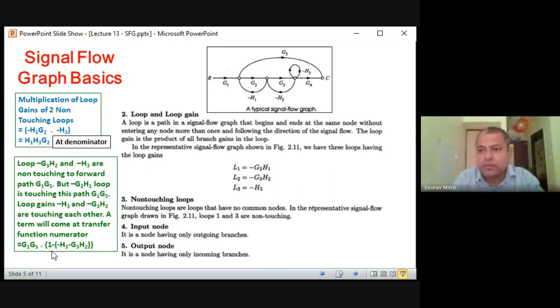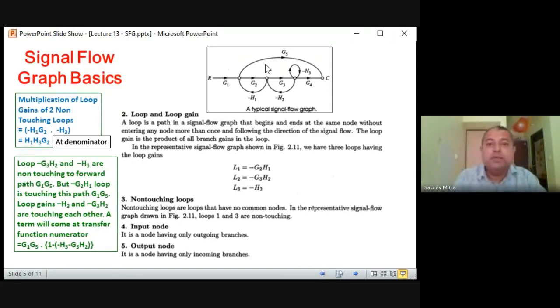So 1 minus. 1 is from the formula. Minus is also from the formula. Then all the individual loops and their gain. So 1 minus. So G3, G5, this is a forward path. Bracket 1 minus bracket addition of gain of all individual loops. So what is the addition of gain of all individual loops? This thing is minus H3 plus minus of G3, H2. So this is another term which will come in the numerator. So if you're trying to find the transfer function of this, what will be there at the numerator? First term will be G1, G2, G3, G4. That is the first term.